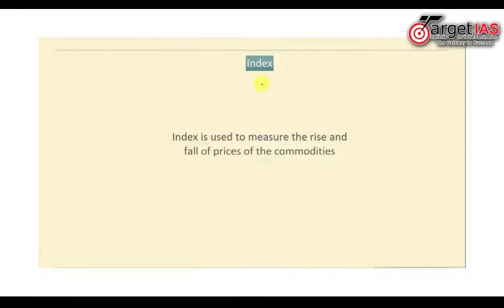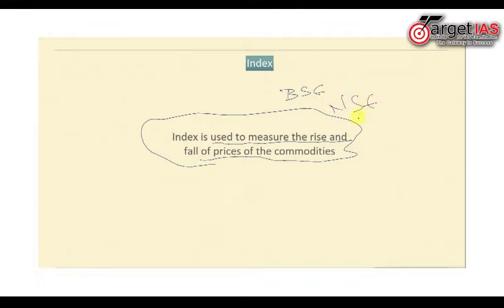And then moving on to, as we already discussed, index is used to measure the rise and fall of price of the commodities. And the familiar ones are the Bombay Stock Exchange and National Stock Exchange. Bombay Stock Exchange is Sensex and National Stock Exchange is Nifty 50. And there are other indices as well. We are going to deal with them when we deal with current affairs.